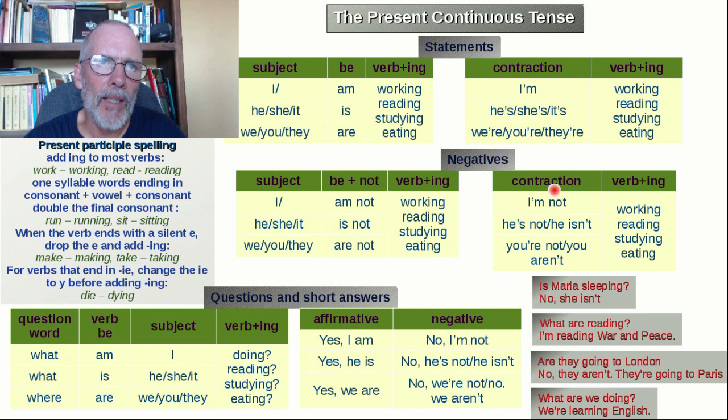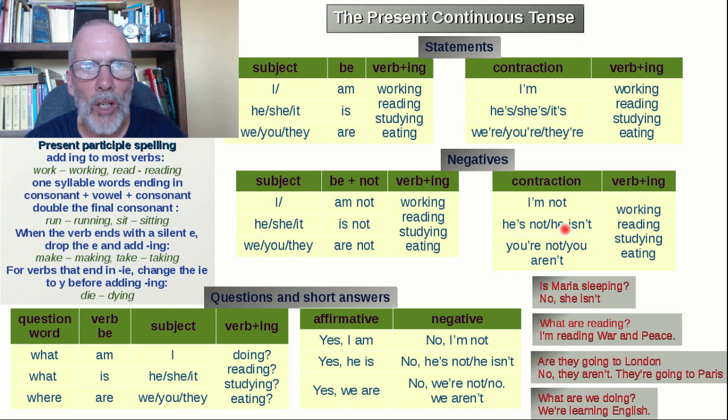Now again, in the negative, native speakers are normally going to use the contraction. And these are exactly the same contractions we saw in the last class concerning the verb be in the negative. So basically, when the subject is I, we only have one choice, and that is to say I'm not. So we would say I'm not working. With the other subjects, we normally have two choices.